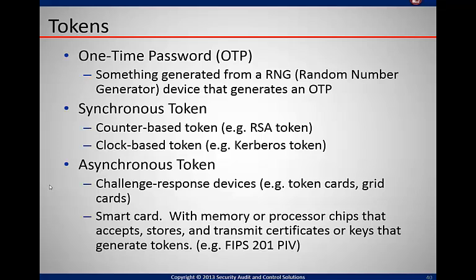A synchronous token can be a counter-based token, such as an RSA token, or a clock-based token, such as a Kerberos token. There's also the asynchronous token, a challenge response device such as a token card or a grid card, and a smart card with memory or processor chips that accepts, stores, and transmits certificates or keys that generate those tokens. This is required from FIPS 201 PIV, and the documentation is in your information pack to go through if you want a little bit more technical detail.